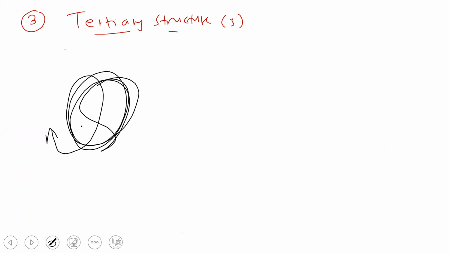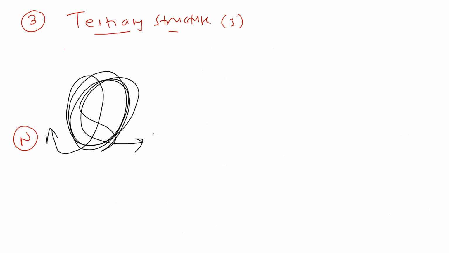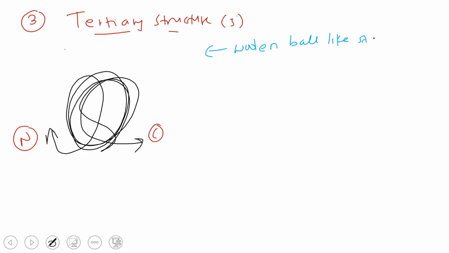Tertiary structure is something like this. Over here we have the N terminal, and over here the C terminal. So the protein chain looks like a woolen ball. Got it? So this is what we are referring to. What we are talking about is the tertiary structure, where we assume it to be a woolen ball like structure.